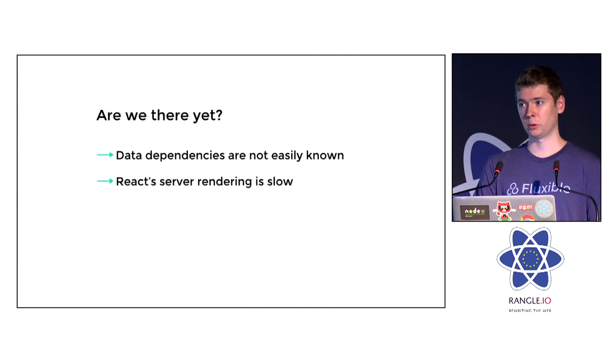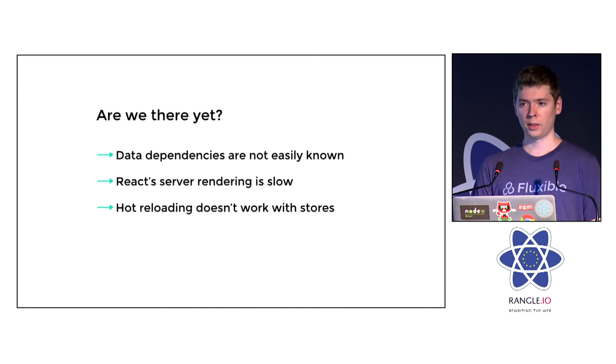Another issue is that React server rendering right now is rather slow, unfortunately. But I'm hopeful that with React 14 having a separate server rendering path, we'll be able to go in and optimize that and remove some of the stuff that isn't used on the server, like the reconciliation and hopefully the auto binding of functions. And then as Dan Abramov talked about yesterday, hot reloading doesn't work with stores. And he has a great solution for that that we'll probably look into integrating with Fluxible as well.